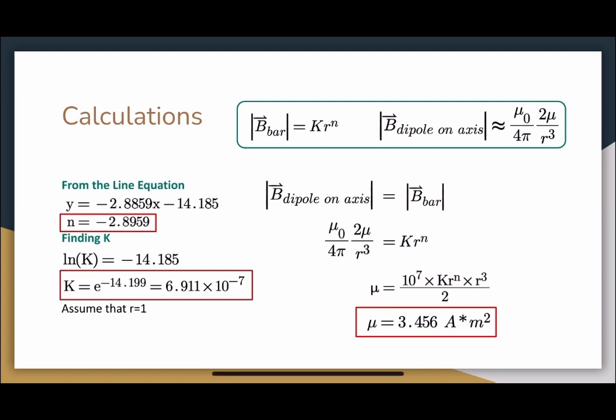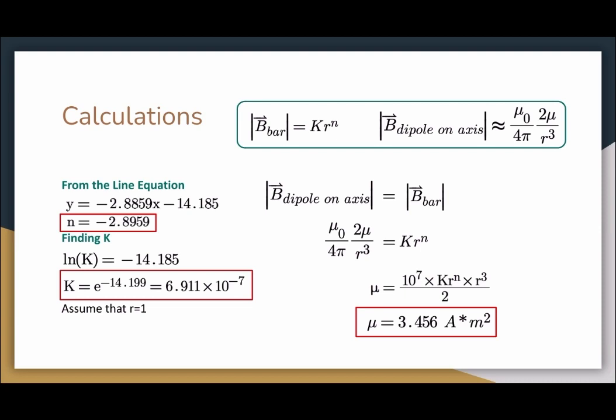Here I have written out my calculations. From the line equation, I found that n is equal to the slope of the line, which is negative 2.8955. The natural log of k is equal to negative 14.185, and I found the value of k to be equal to 6.911 times 10 to the negative 7.